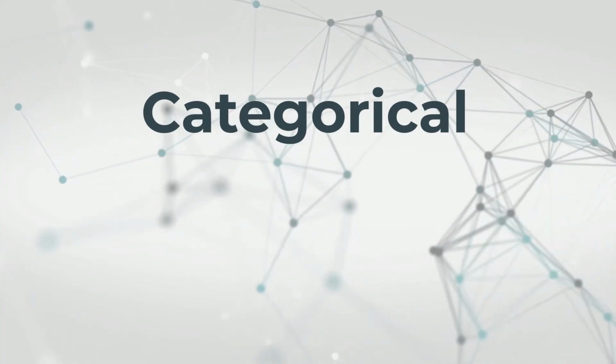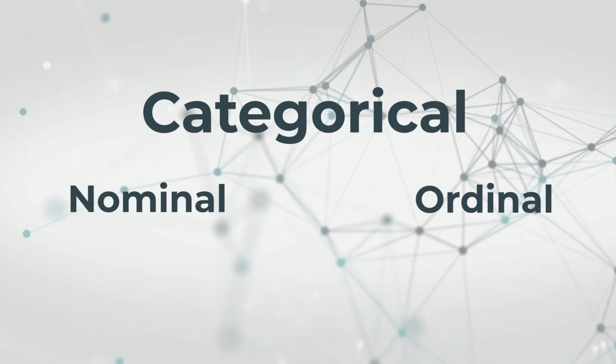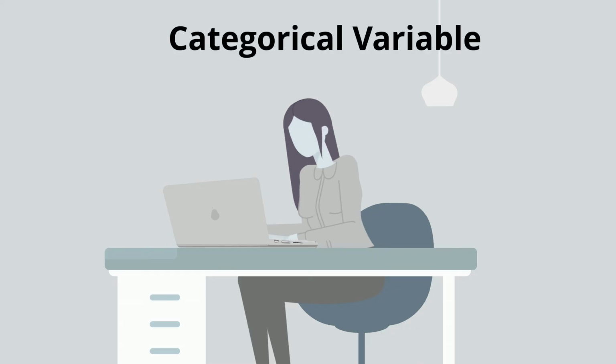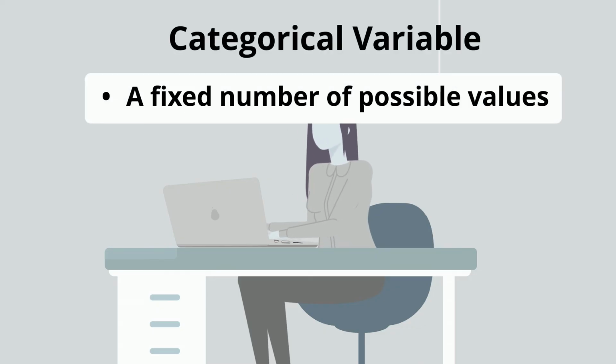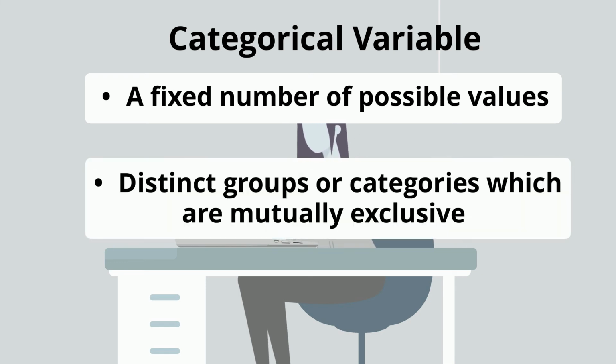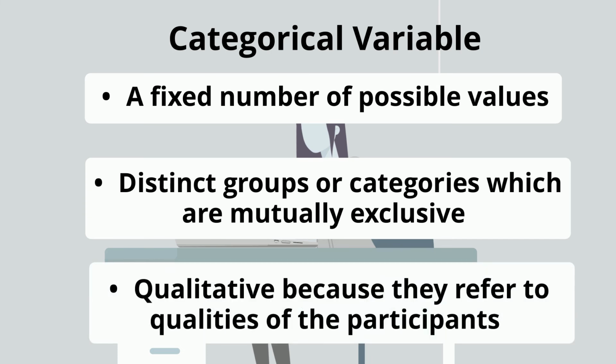Categorical variables can either be nominal or ordinal variables. A categorical variable can take a fixed number of possible values. This is when observations fall into discrete groups by placing them into fixed groups which are mutually exclusive. Each unit of observation is assigned to a particular group on the basis of some qualitative property. Categorical variables are also called qualitative variables because they refer to qualities of the participants.